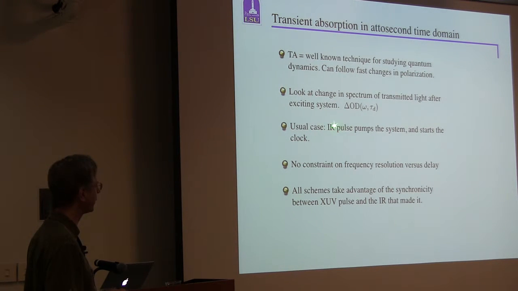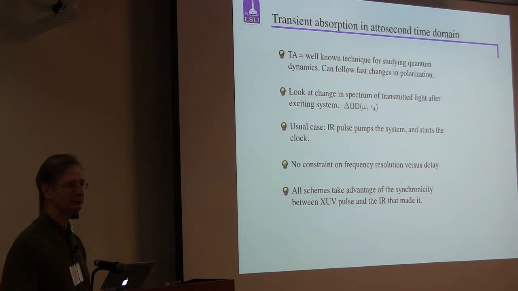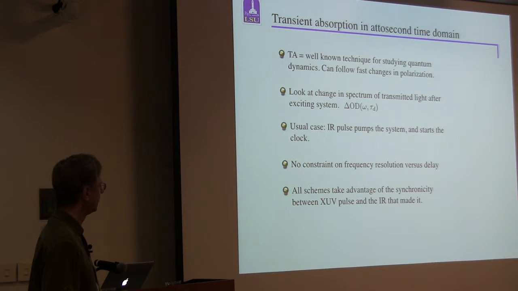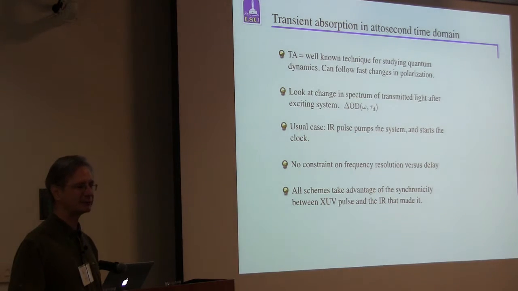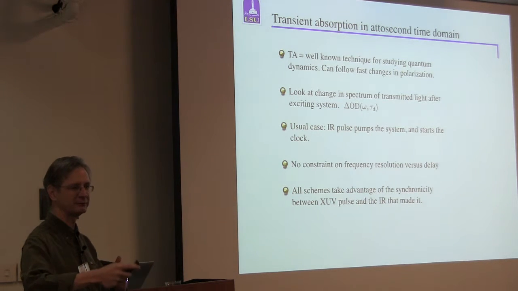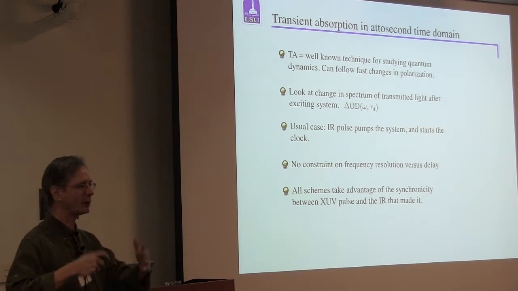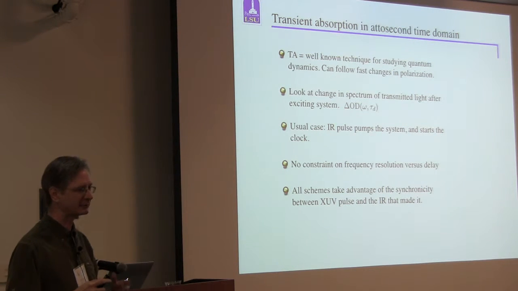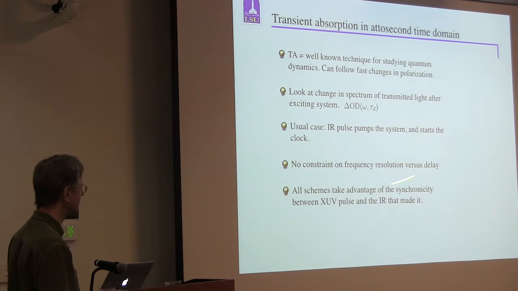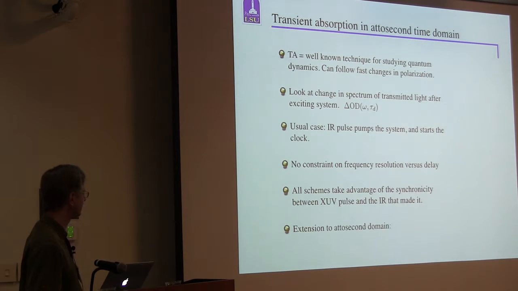The usual case, the IR pumps the system and it starts the clock, but in this case, it's the XUV that's going to do it. There's no constraint on frequency resolution versus delay, because delay is not time. In other words, we're looking at complete pulses going through with the spectrometer not distinguishing time, right? All you know is the frequency spectrum that came through, and you don't know at what time the processes happened, at least not a priori. So that's why the uncertainty principle doesn't take. All schemes take advantage of the synchronicity between the XUV pulse and the IR.